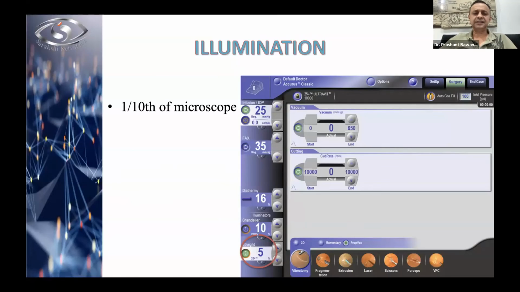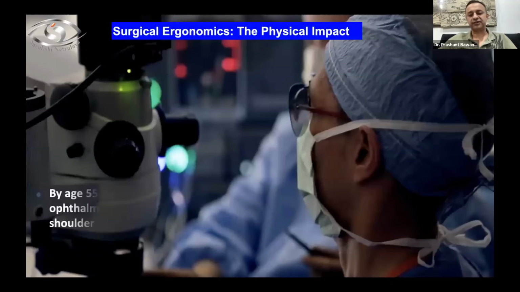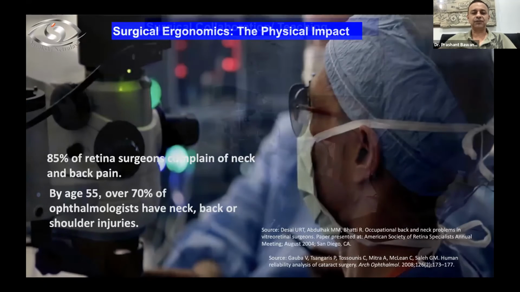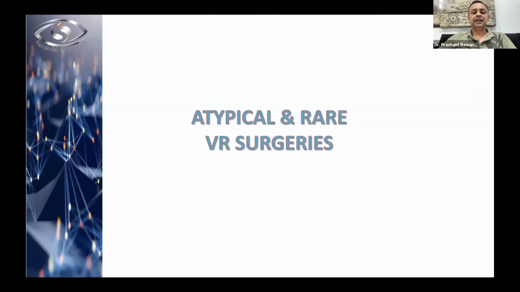filters. And all these advantages you get at an illumination which is 1/10 of the microscope, thereby reducing the chances of phototoxicity and less corneal drying because of halogen. Yes, the ergonomic advantages, well, we are aware of, as well as the advantage it offers to the postgraduates. They can also see the same image what a surgeon is perceiving. Now, let me share with you a few of the VR typical cases.